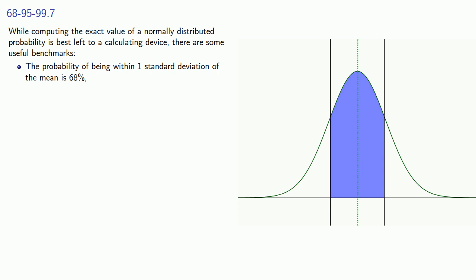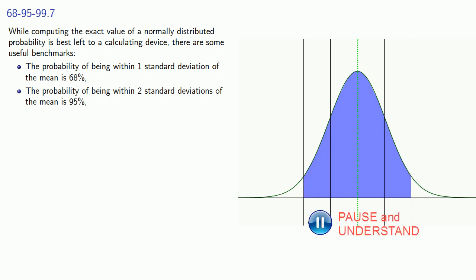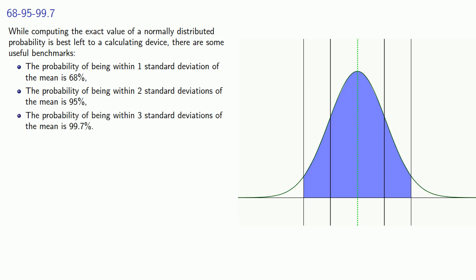Likewise, the probability of being within two standard deviations of the mean is 95%. And so again, here's our mean. Two standard deviations below is someplace around here, and two standard deviations above is someplace around here. The probability is the area, so the area of this central region is 95% of the area under the curve. And finally, the probability that we're within three standard deviations of the mean, from here all the way up to here, is 99.7%.